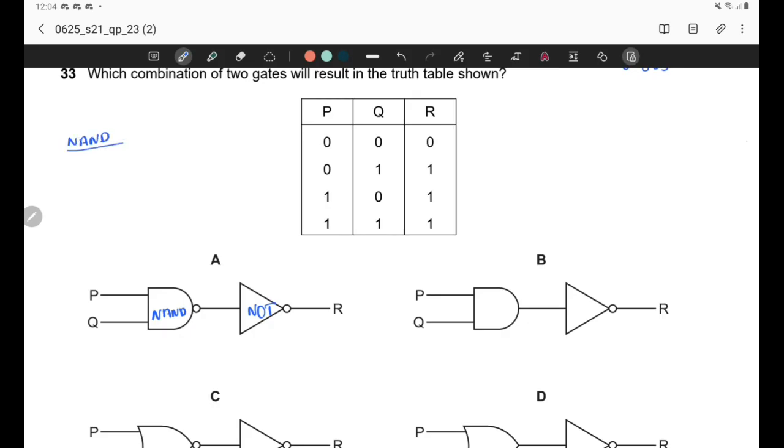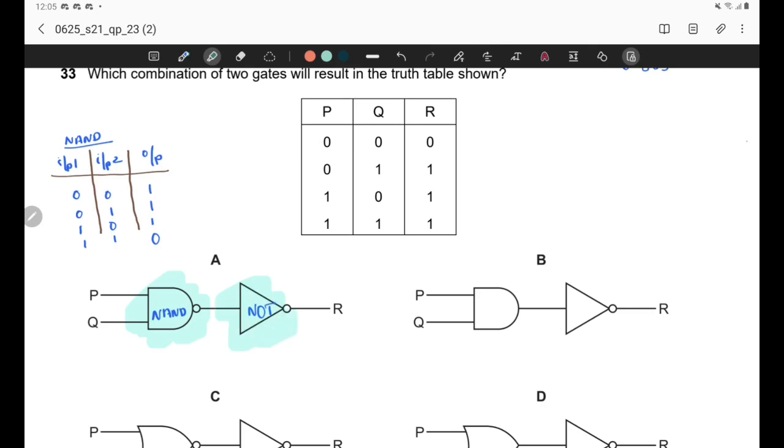For the NAND gate we have two inputs, input 1 and input 2, and one output, and the possible inputs are 0 0, 0 1, 1 0 and 1 1. For the NAND gate the outputs for these input combinations are 1 1 1 0. This one you are supposed to learn already. Likewise, these outputs of the NAND gate we are connecting to the NOT gate. So we can see what will happen when you connect this output to a NOT gate.